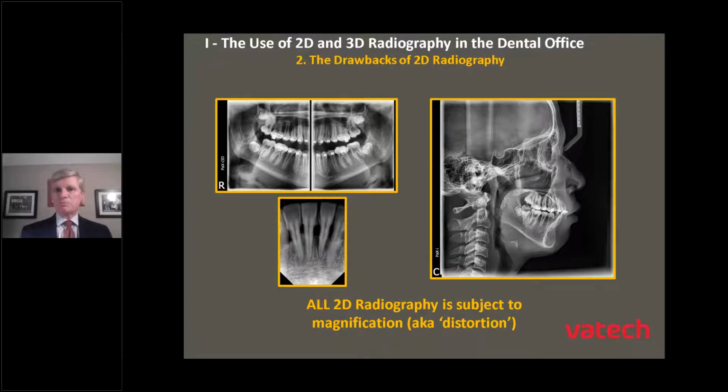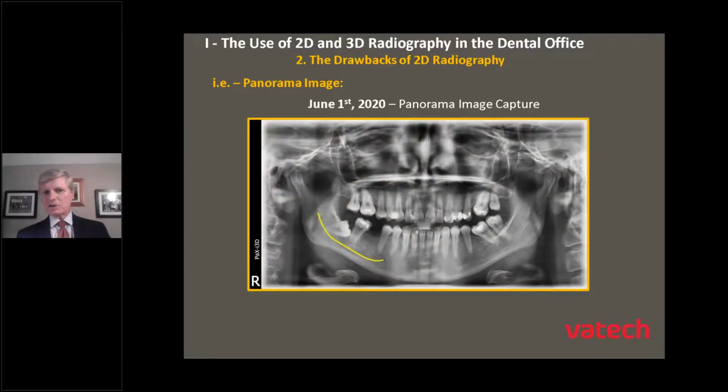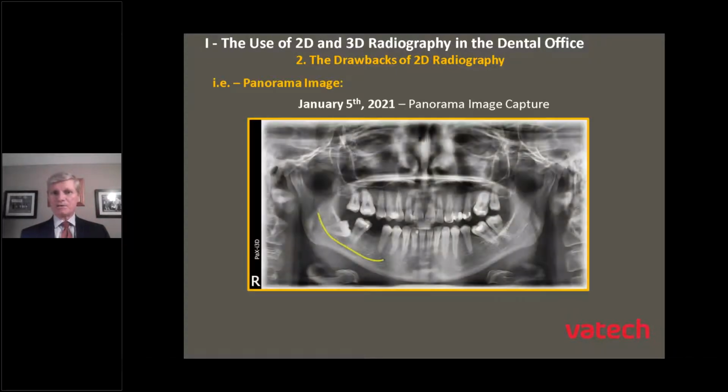So here are a couple of examples I want you to be aware of. For instance, let's say we take a panorama image on a patient on June 1st of last year, and the patient is considering doing an implant. Well, we take our panorama image, we utilize a calibration tool, we get a measurement of, let's say, 10.7 millimeters from the ridge down to the superior border of our nerve, okay? Let's say the patient decides, I'm going to hold off doing an implant, and I'll come back in 6 months or so from their cleaning, and we'll reassess it then. Well, the patient comes back in, let's say in January, and you do another panorama image.